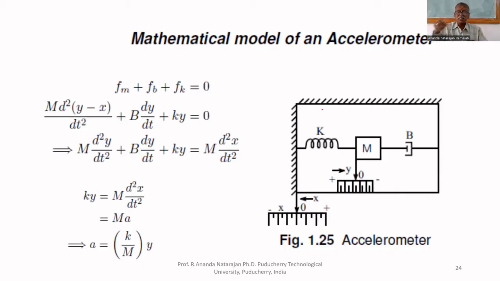Because of acceleration, it is coming back. Otherwise, it will be there only. Because acceleration is not 0, that's why it comes back. So that way we can understand the acceleration. Rate of change of velocity, that is acceleration.